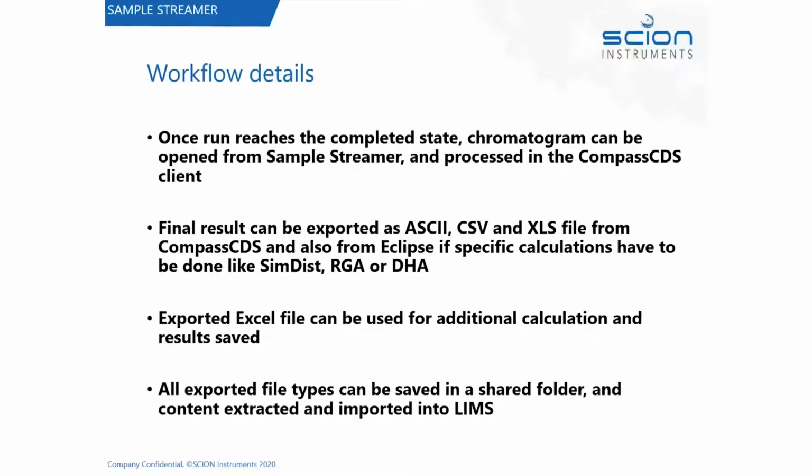Once the run reaches a completed state, the critical sample streamer, so you can just double click on the data file name and it will open sample streamer as the client, and you can review the data or modify the data or recalculate the data or whatever you're going to do. The final result can then be exported in different file formats depending on what is required for the LIMS. Maybe it has a parsing mechanism where it reads the CSV file and enters those in an overall sheet for the complete sample list. Lots of different choices, lots of different customers work in different ways with these things.